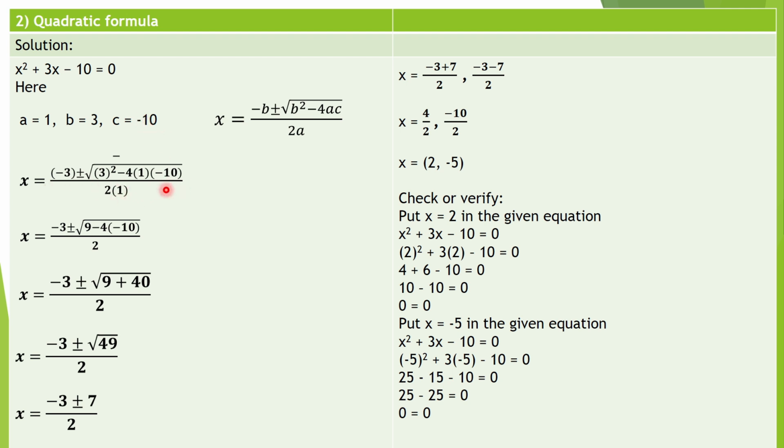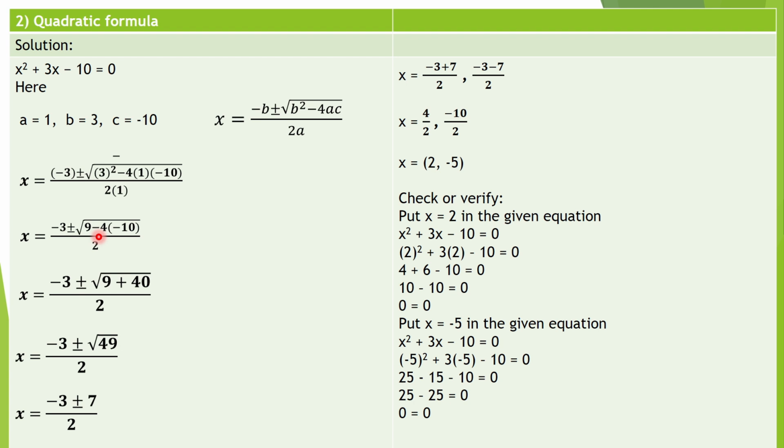So solve this equation. Minus 3 plus minus, it will become 3 squared, so it will become 9 minus 4 times 10 multiplied by 1, equal to 10, and we will write this minus, as the value of c over here is minus 10. So again, in the next step, minus 3 plus minus under the root 9.